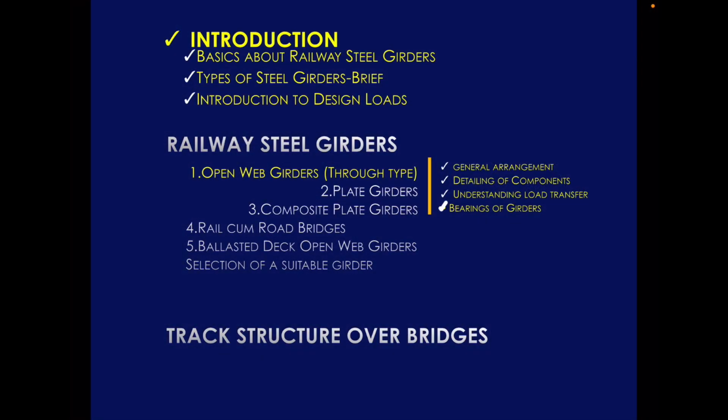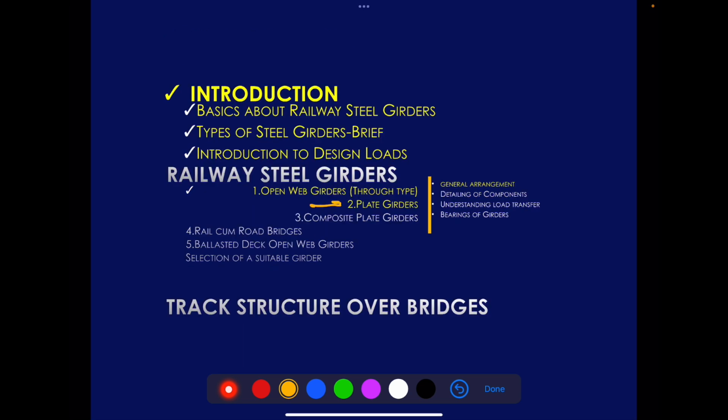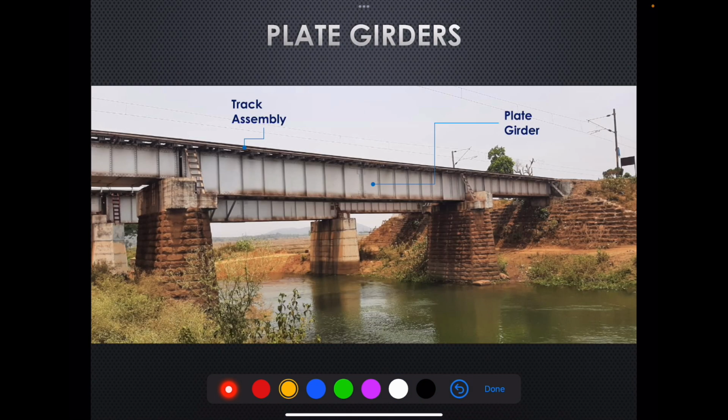Yes. So far we have finished open web girders. Now let's move on to the plate girders. Within the plate girders, we will first cover the general arrangement. This is what a plate girder looks like. This is basically a solid web girder, and the track assembly is directly laid over the plate girders.